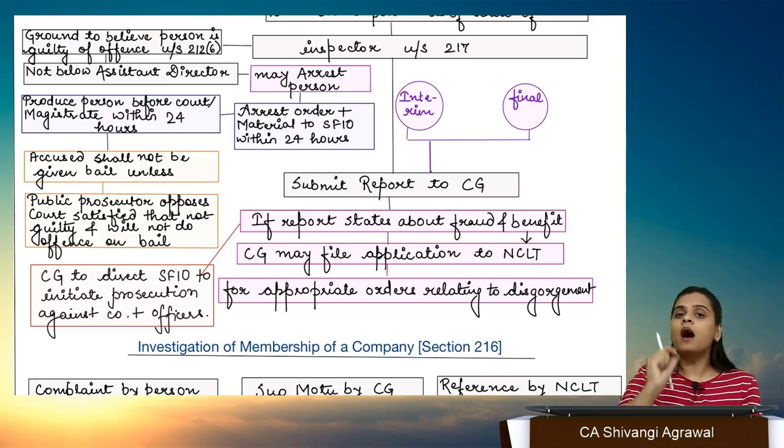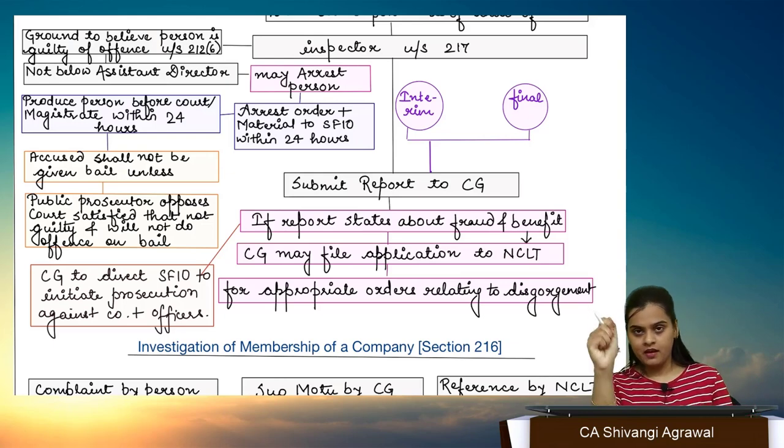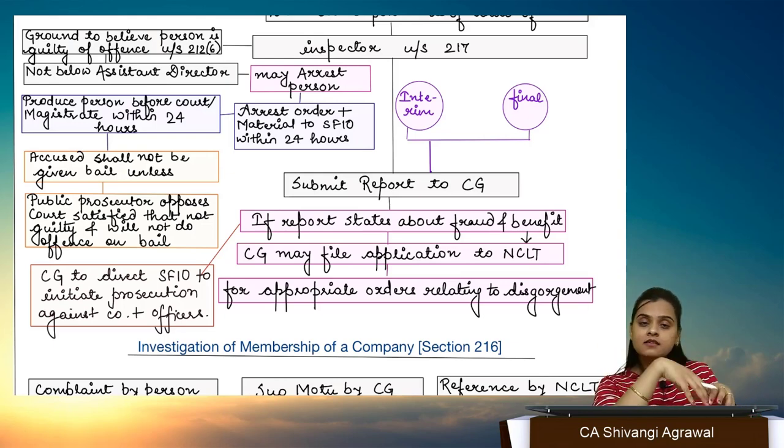That gives the power to arrest. So the offenses under this section are cognizable. That means people can be arrested even without warrant. However, not anyone can go and arrest them. Someone not below the assistant director, that is assistant director, additional director and director. On these orders only, arrest can take place.